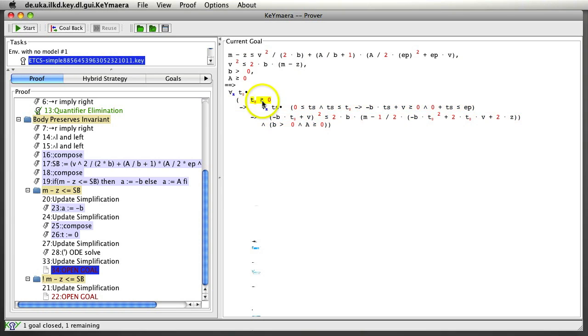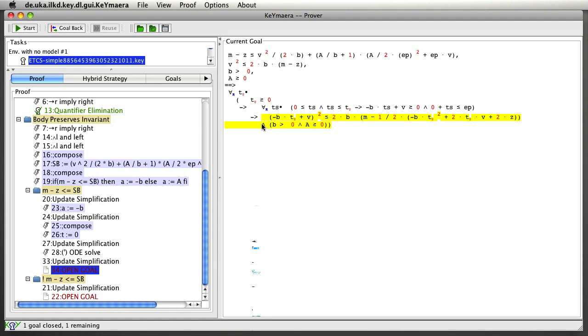Okay, so for any time greater than 0, assuming that our evolution domain holds for all time in between 0 and t0, so that's this ts value. If our evolution domain held, so the velocity at ts is greater than or equal to 0, and ts is less than or equal to epsilon. So as long as we're in our evolution domain for all of the time between our start time and the time when we're ending the evolution, which is t0, then we have to prove that the loop invariant still holds.